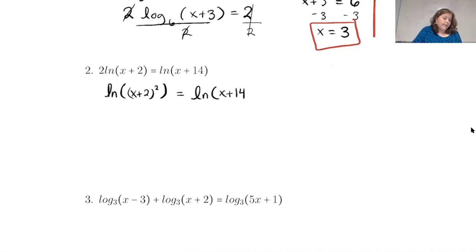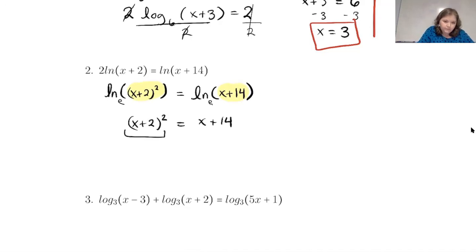And so now that we have 2 logs with the same base, so natural logs both have base e, it's similar to the exponential property of equality, where if you have the same base, you can set the powers equal to each other. We can also set the insides of these logarithms equal to each other since they both have the same base of e. So we're going to do x plus 2 squared equals x plus 14. And then we will work on solving that.